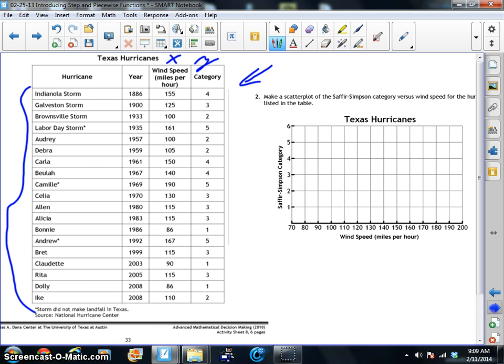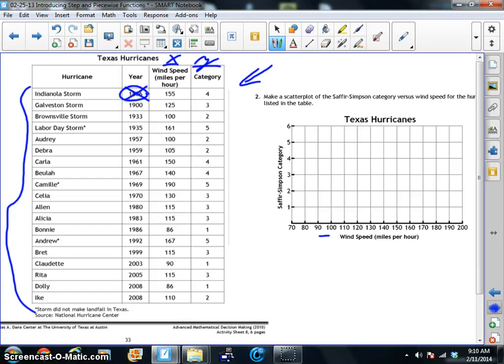If we look at a category 4, it has nothing to do with our years. Nothing. Since we don't use the years to mark our category, whatever our wind speed is will control our category. Since our category depends on the wind speed, that means the wind speed is independent, and the category is our dependent. So we have our X and our Y just like that.